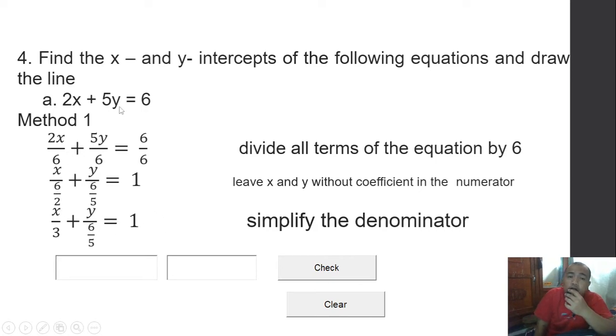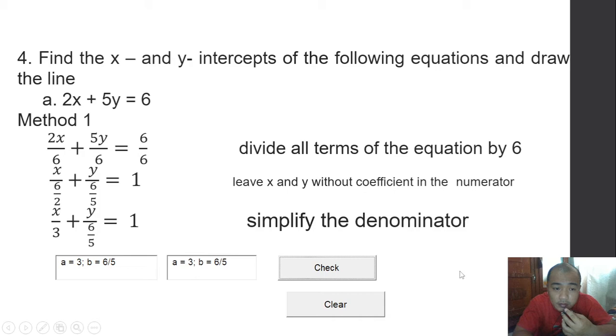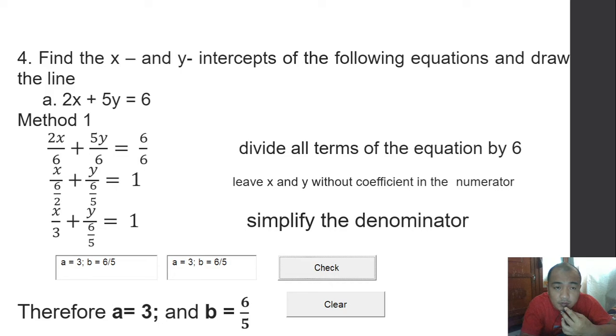So method 1 is simply transforming the equation into its intercept form so that we can determine its x-intercept. Therefore, x-intercept is 3, y-intercept is 6 fifths, or equivalent to 1.2. Right? So x-intercept is 3, y-intercept is 6 fifths. Just transform the equation to its intercept form.